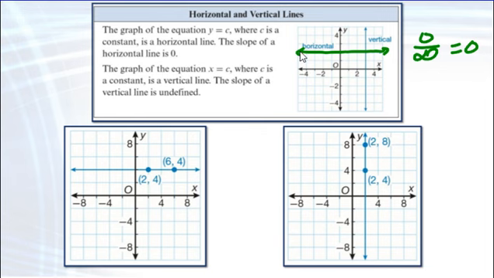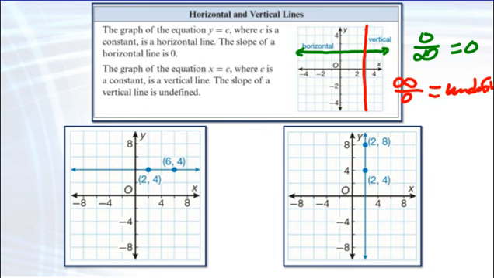A vertical line, it's got an infinite rise, but it's got a run of 0. It doesn't go anywhere. So this is undefined. Okay, so we would just remember with those.